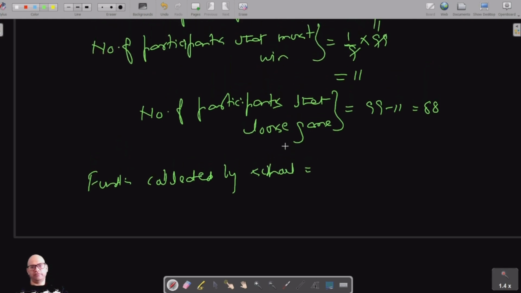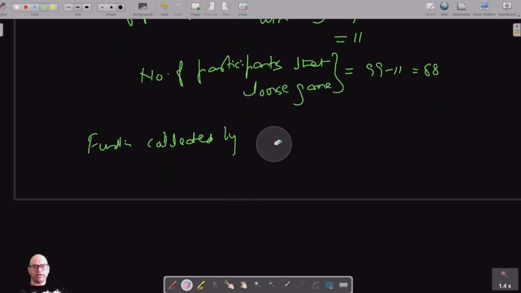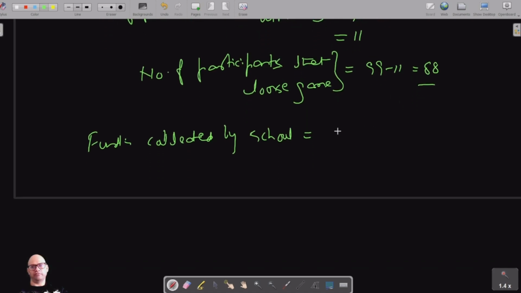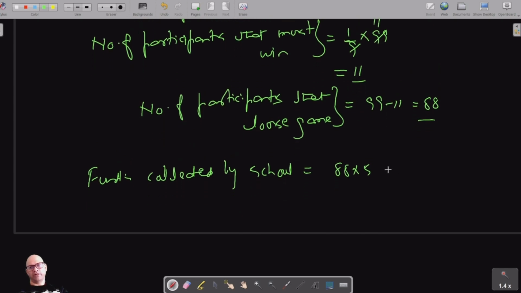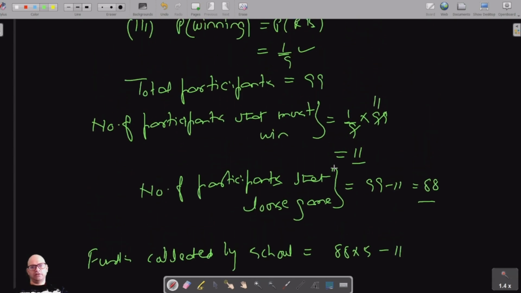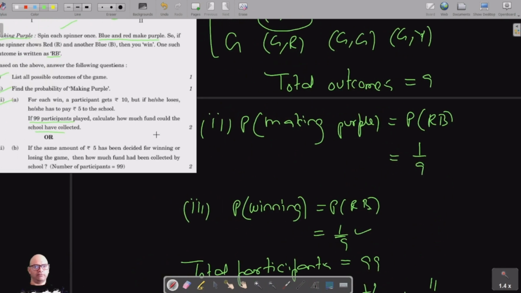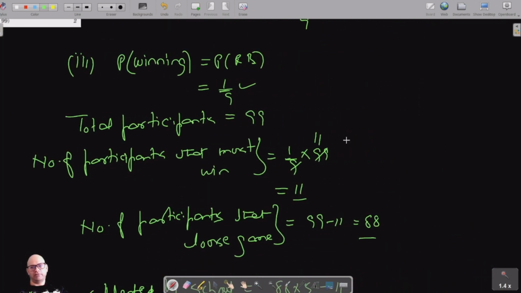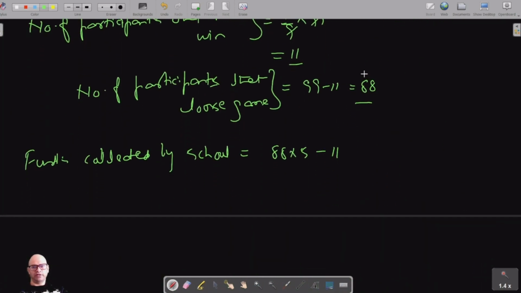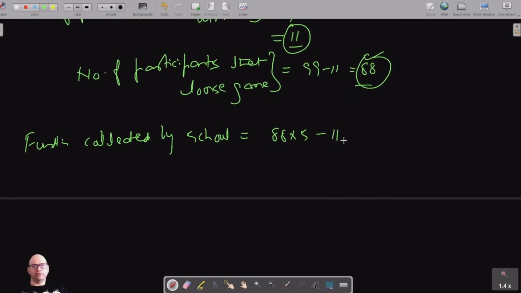Now the funds will be collected by the school when the losing participants have to give money to the school, rupees 5, so 88 into 5. But for 11 winning participants they have to give rupees 10, so we will have to subtract. So this is the money earned from the losing and the money given to the winners.